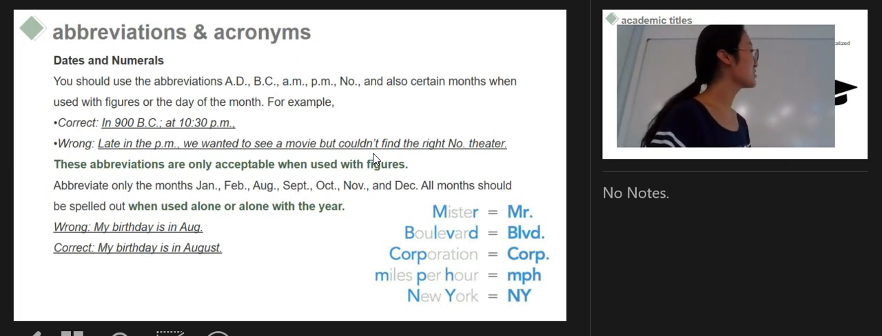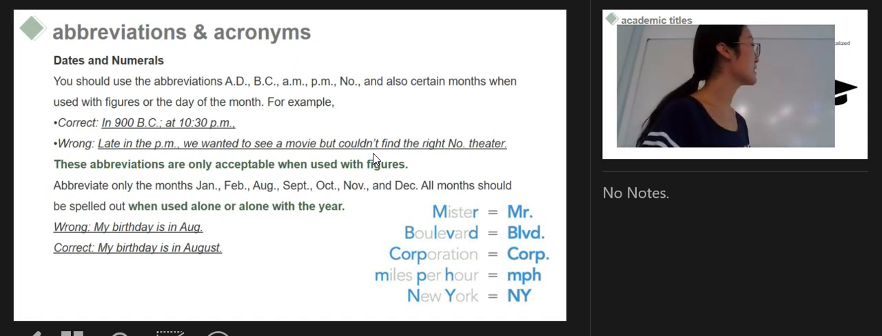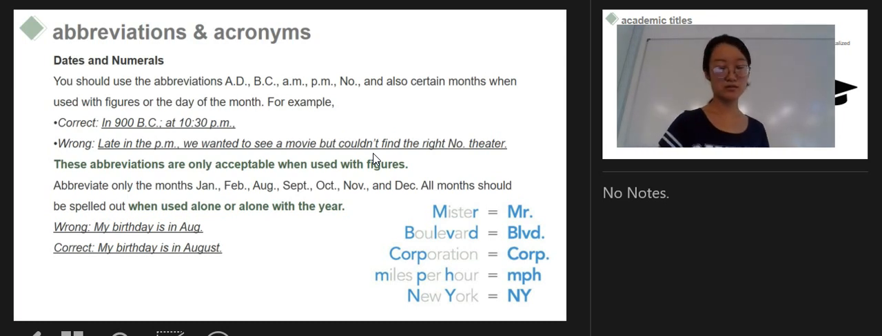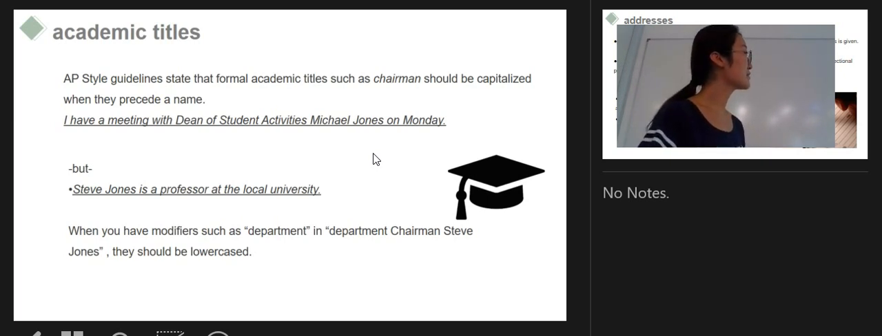And abbreviate only the months January, February, August, September, October, November, and December. All months should be spelled out when used alone or with the year. For example, my birthday is in August. It's wrong. And AP Style guidelines state that formal academic titles such as chairman, dean should be capitalized when they precede a name. But Stephen Jones is a professor at the local university. When you have a modifier such as department, in department chairman Stephen Jones, they should be lowercase.